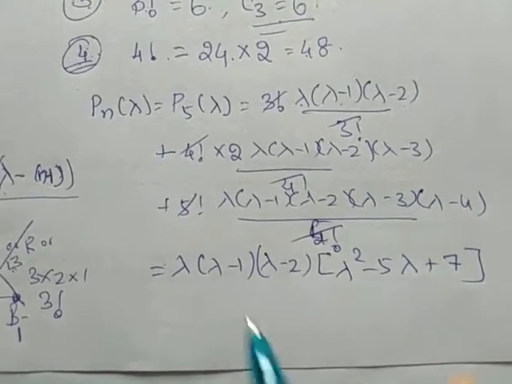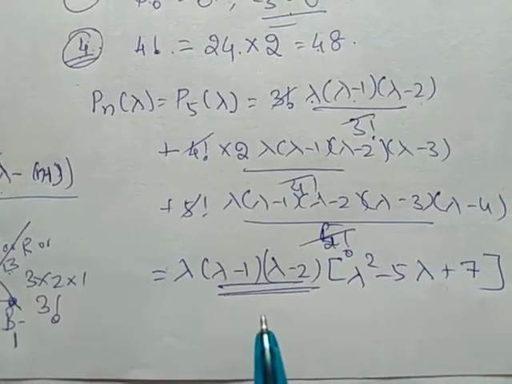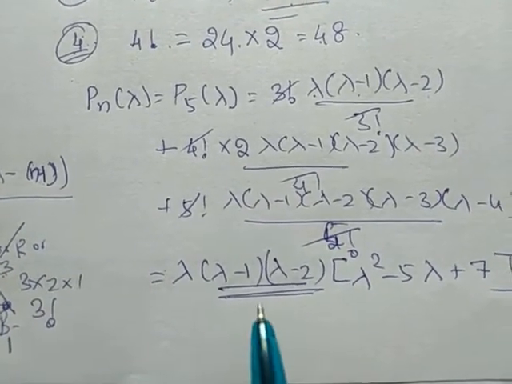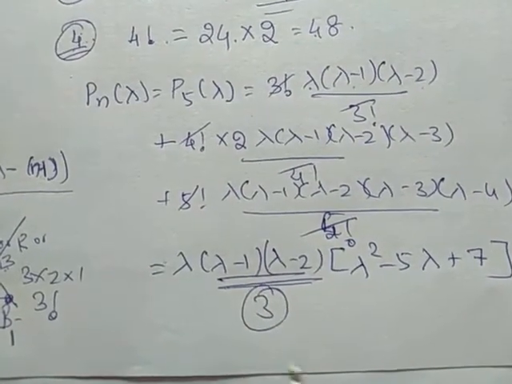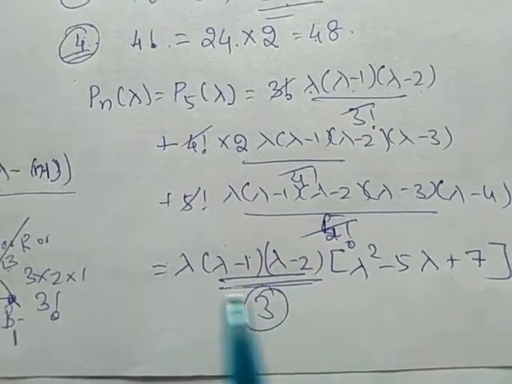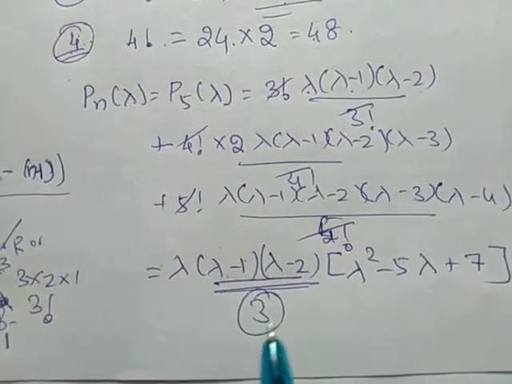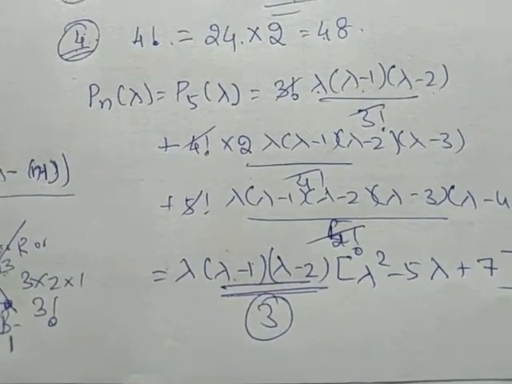Also, the presence of lambda minus 1 and lambda minus 2 indicates the graph requires at least 3 colors. Because if we choose 1 color, 1 minus 1 will be 0, and 2 minus 2 is also 0. So, when we have these terms, it indicates that the graph requires a minimum of 3 colors to color the graph properly.